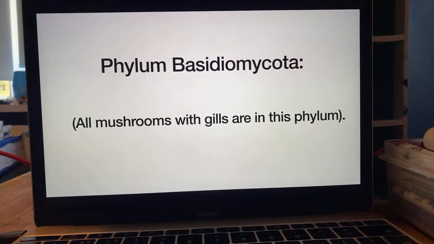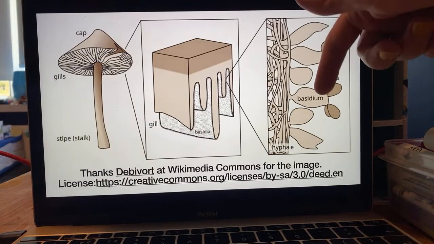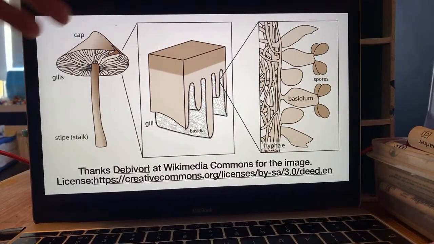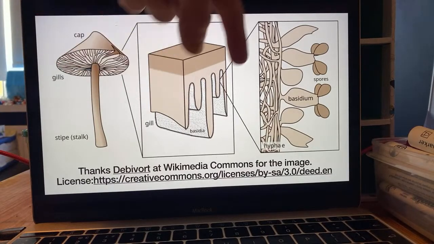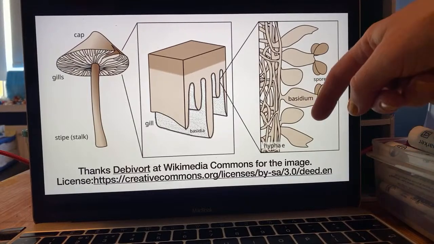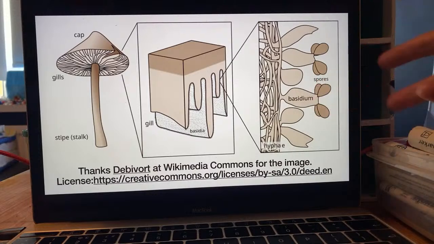All the mushrooms with gills are in this phylum somewhere, and they've all got basidiums. Do you remember this? If you don't, it's fine. Maybe you didn't come to that lesson, but we have done a lesson already where we looked at the gills of mushrooms, there's these tiny little things. This is called a basidium or basidia, and they've got little spores attached, and then the spores pop off. It was a good lesson. We looked at how the spores pop off, and then the mushroom can reproduce.